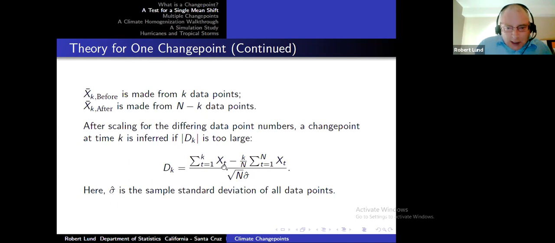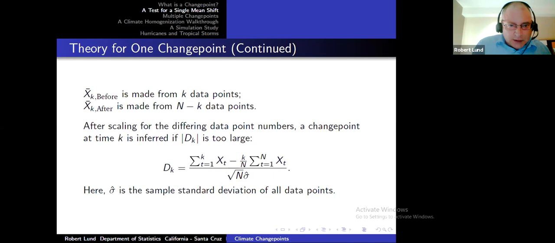And what this comes out to is what we call a cumulative sum, a D_k statistic that looks like this. Now, there won't be a test on the math, but this is essentially a difference between the two X bars scaled for the number of, you see a k over n and a square root of n, and you see a sigma hat, which is just the sample standard deviation of all data points. Okay, so the inference here: if D sub k is too large, in absolute value, I am going to conclude a change point at time k.